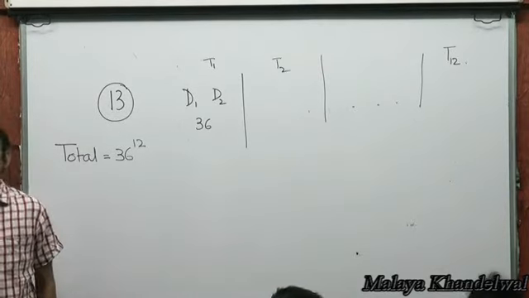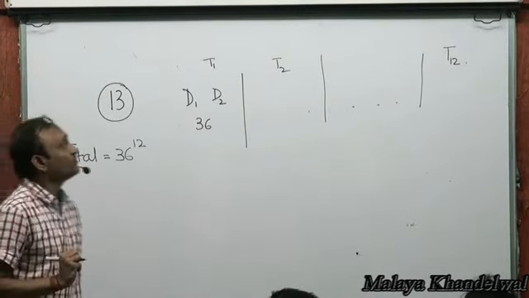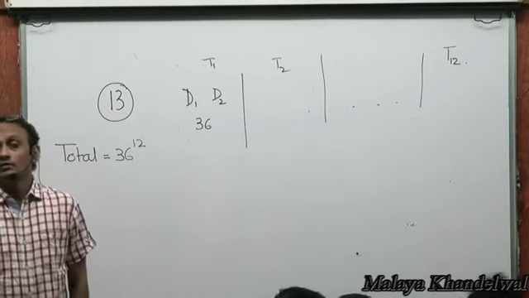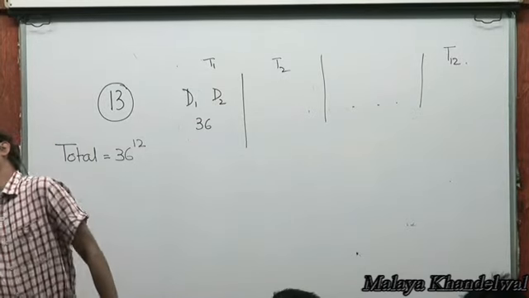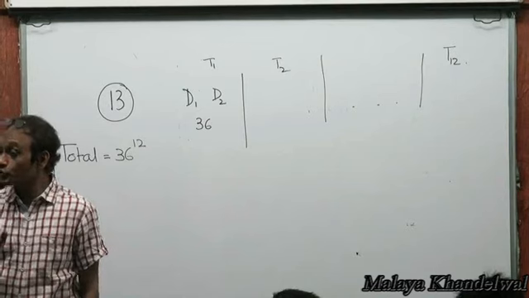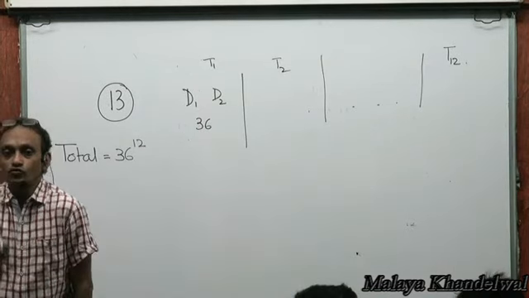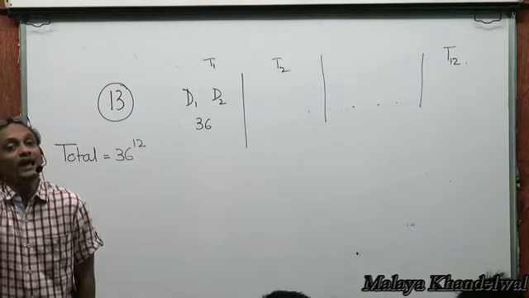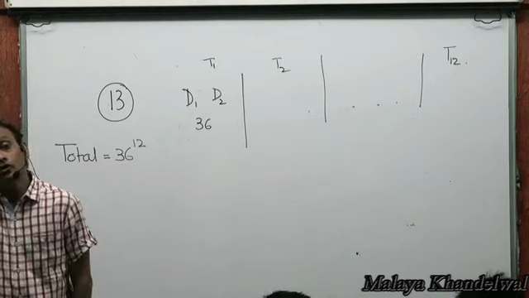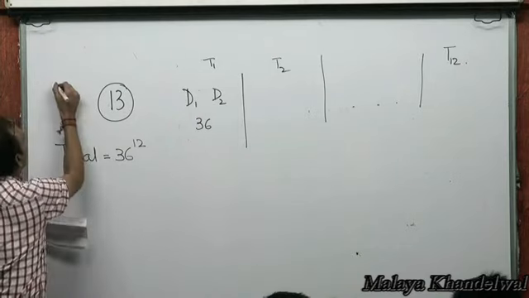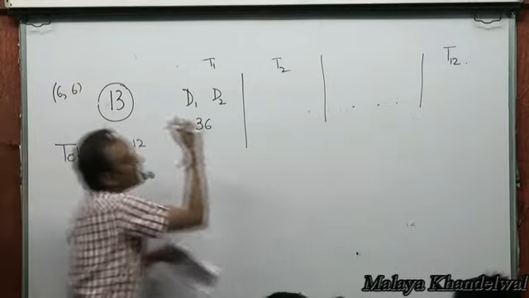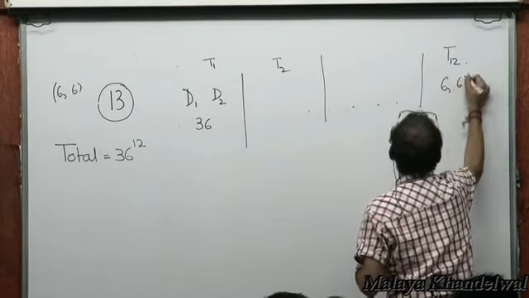Now, the outcomes in which 12 appears only in the final throw. That's what you want; those are the favorable outcomes. Outcomes in which sum 12 appears only in the 12th throw. Now there is only one way 12 could appear, 6 and 6, right? You want this 6 and 6 to appear only in the last throw.